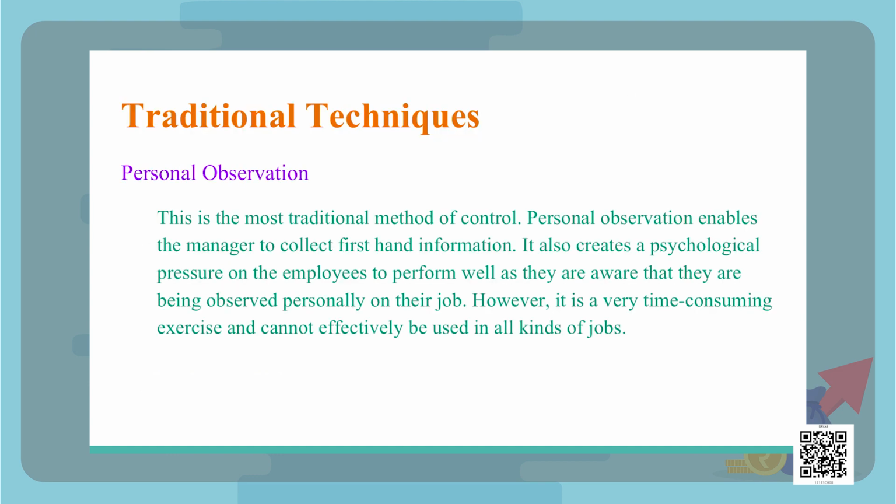So, the first type of traditional technique is personal observation. This is the most traditional technique being used for controlling. Under this method, the supervisor personally observes the performance of every worker throughout the organization and judges them on the basis of the standard set. He also advises them to take corrective action and also provides feedback to the management as well as the workers.